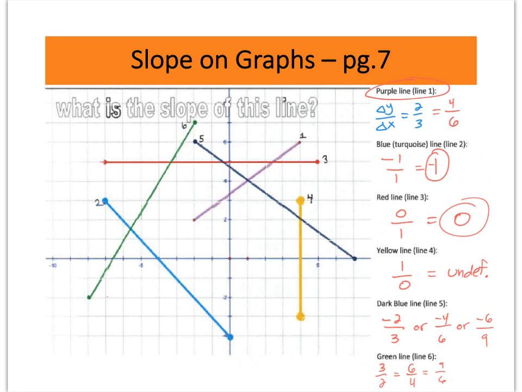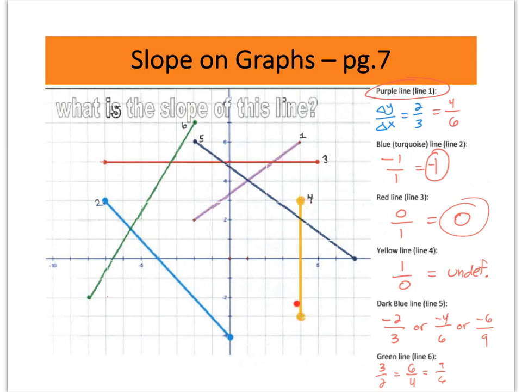Here they are. All right, so here's the hard ones. The two hard ones are the red line and the yellow line. Notice that for the red line, there is no change in y. And so that's why the change in y on the top is 0. There's no change in y, there's only change in x. Whereas the yellow line only has change in y, but no change in x.